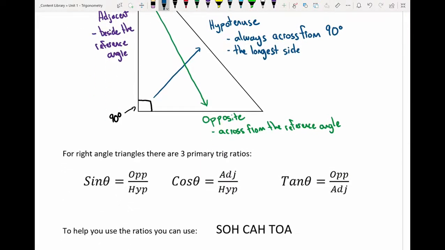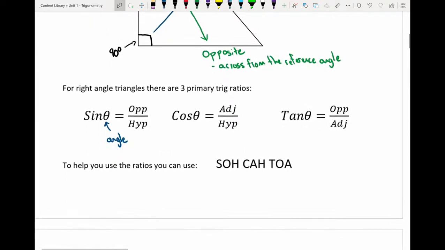Once we've labeled our triangle, we can use that to help us determine which ratio we can use. And there are three of them. Sine, cos, and tan, you can see them down here. Sine theta is equal to opposite over hypotenuse. Cosine theta is adjacent over hypotenuse. Tan theta is opposite over adjacent. And remember that this symbol here just represents an angle, so it'd be the angle in the question. If you'd like, you can also use the acronym SOHCAHTOA. Again, you may remember this, but that's just sine is opposite over hypotenuse.